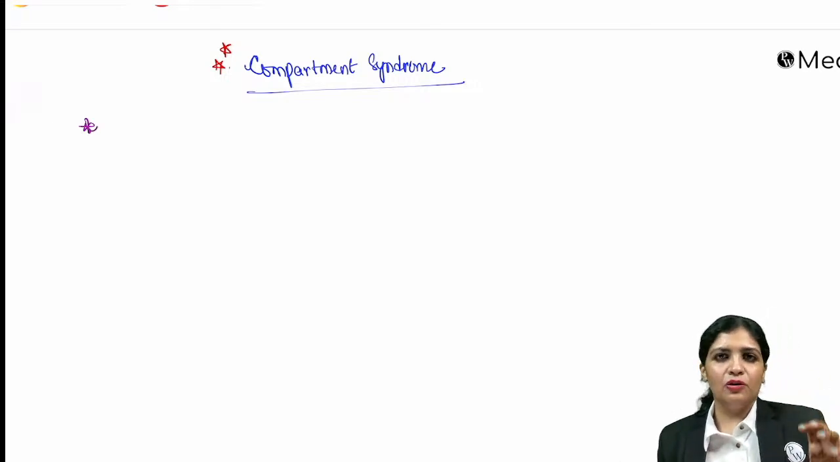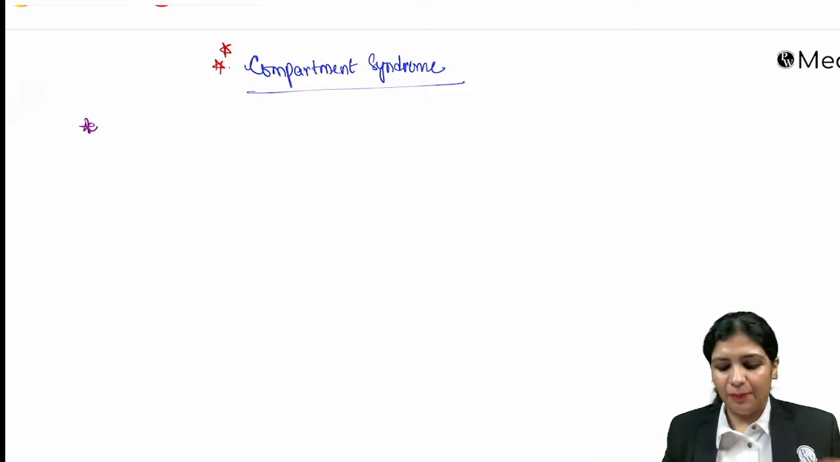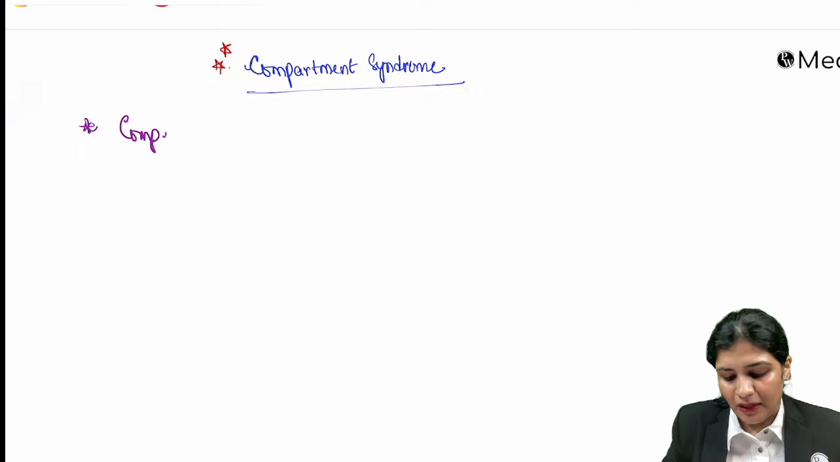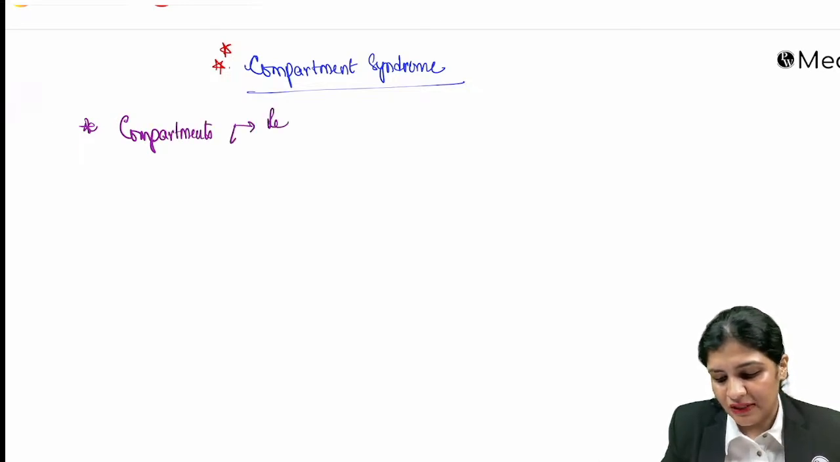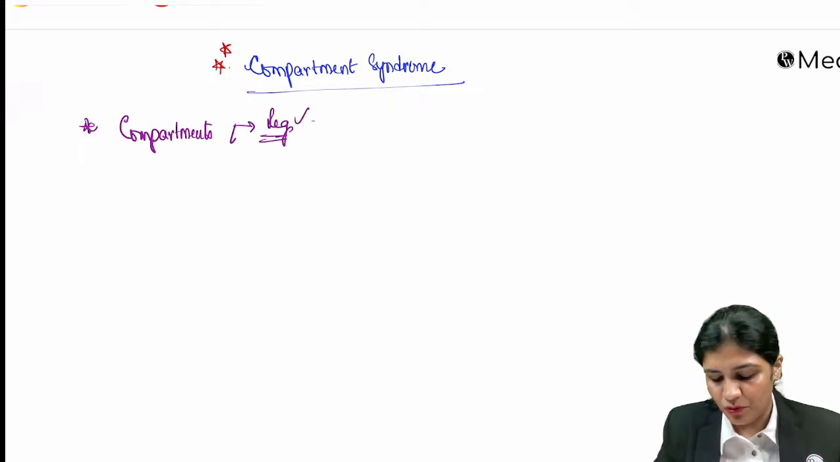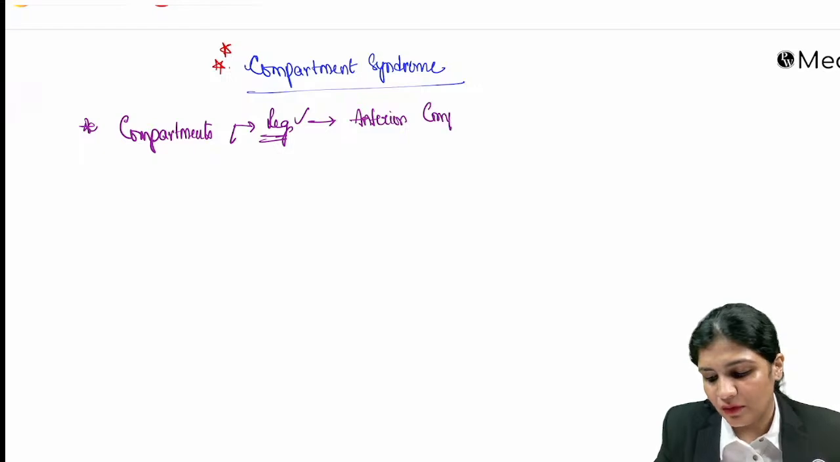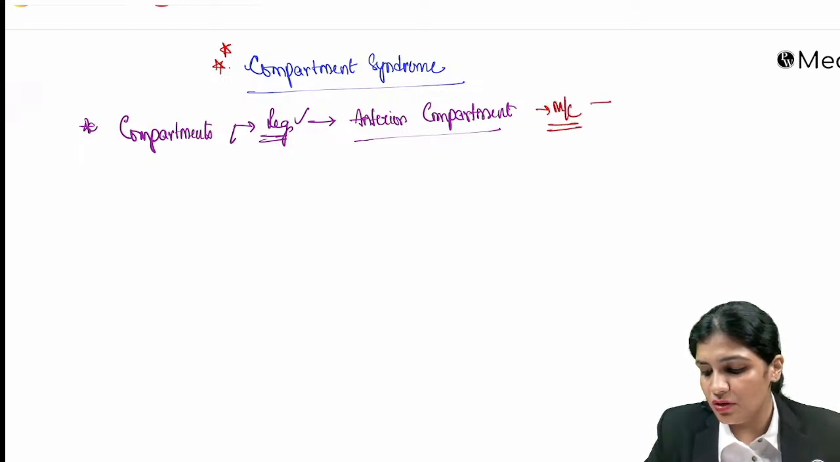You all already know that the limbs and the muscles present in the body are placed in compartments. So there are various compartments. For example, if you take the leg, where compartment syndrome is most common, the anterior compartment is the most common compartment which goes into compartment syndrome. So the first thing you have to remember here is the anterior compartment.